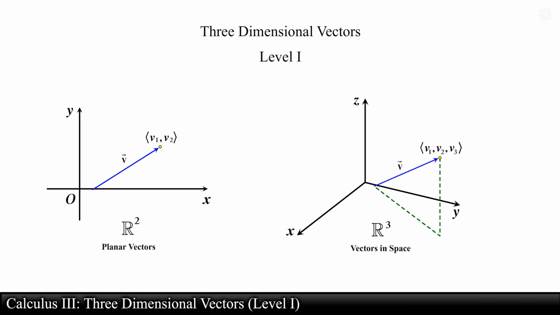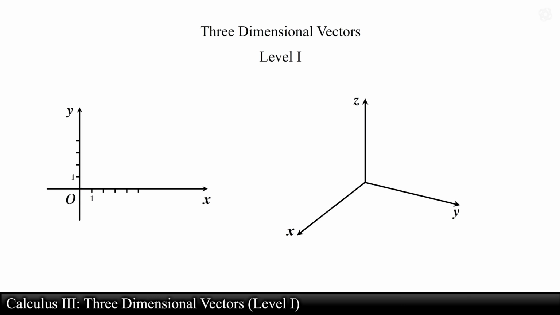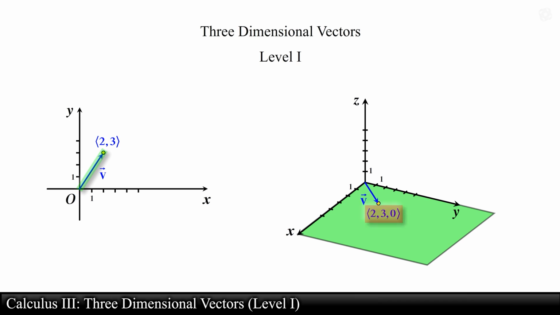For example, the position vector with an x component of 2 and a y component of 3 is represented in a two-dimensional coordinate system as follows. Now, if we wanted to represent this same vector in 3D space, we will need to add an additional component, in this case, the z component. For this particular example, the vector is going to be located on the xy plane, so it will have a z component of 0. So this vector will have an x component of 2, a y component of 3, and a z component of 0.